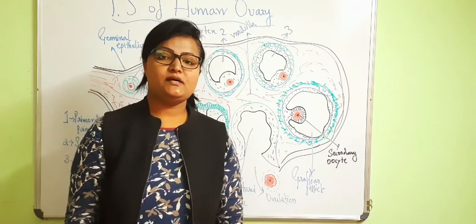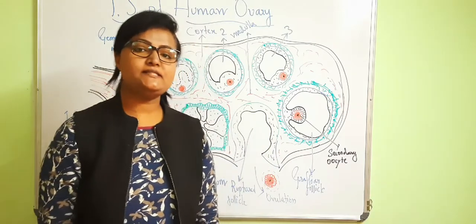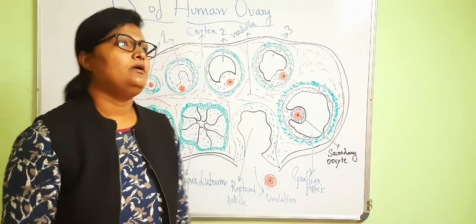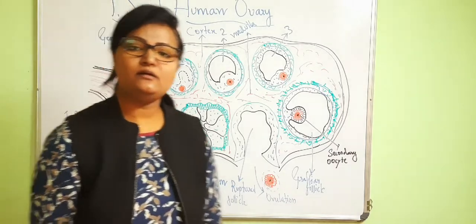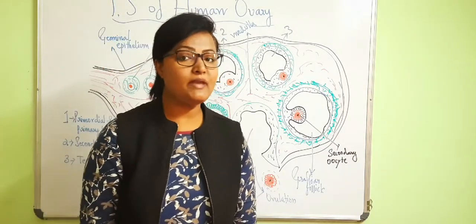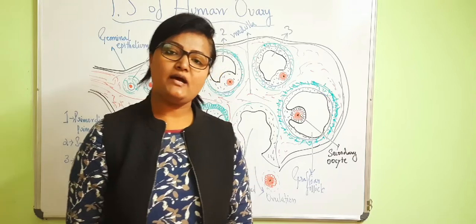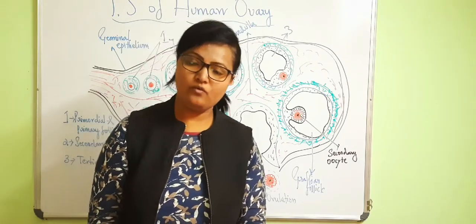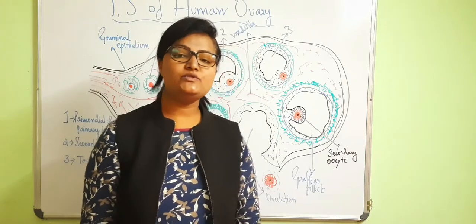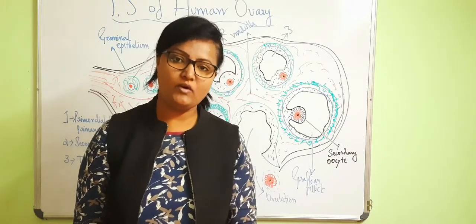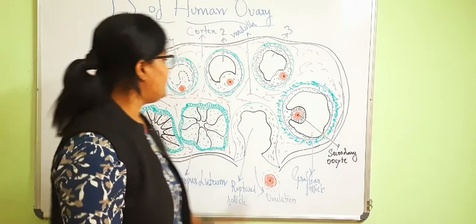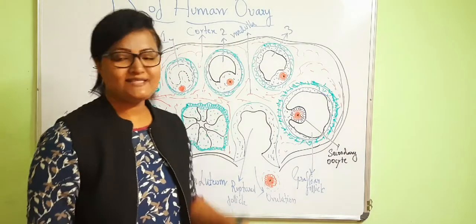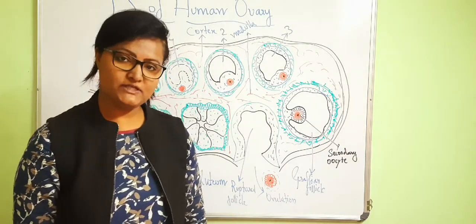The next concept is a section of human ovary, that is TS of human ovary. Already we have studied the structure of the female reproductive system, where the primary sex organs are the pair of ovaries, where oogenesis takes place, that is ovum or egg production. The ovary is oval in shape.